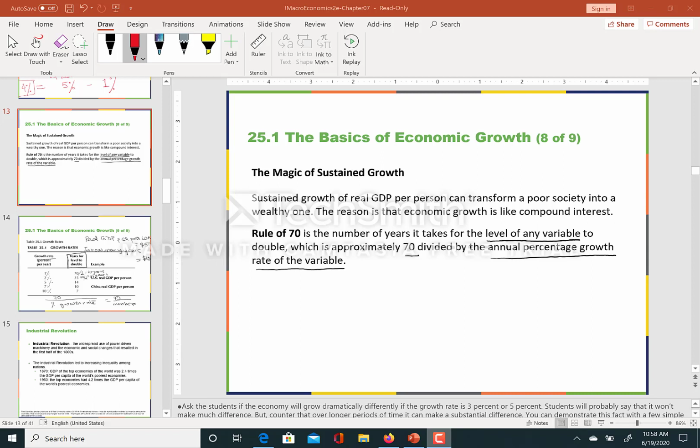In this video, let's look at the magic of sustained growth using the rule of 70. Then we can look at the key factors of economic growth, and after that we can look at labor productivity. The magic of sustained growth is explained by the rule of 70, which is 70 over the annual percentage growth rate.